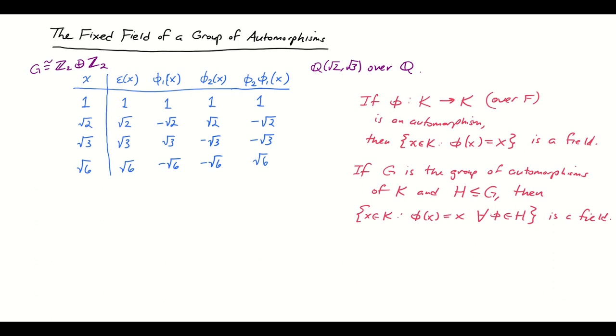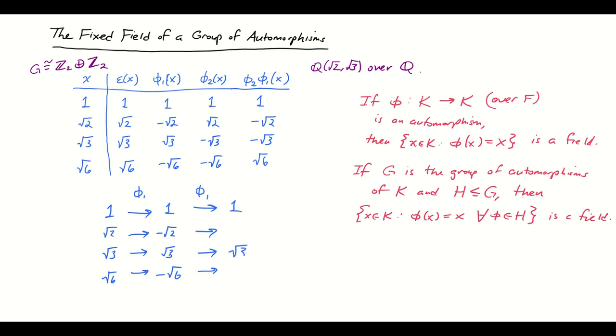Suppose we compose phi 1 with itself. Then what happens to the basis elements? I'm just going to record these down here. So these are my four basis elements. Phi 1 maps these to 1, negative root 2, root 3, and negative root 6 respectively. If I apply phi 1 again, 1 still goes to 1, root 3 still goes to root 3, and then negative root 2 goes to negative the image of root 2. Root 2 goes to negative root 2, so that'll be negative negative root 2, which is just positive root 2. And the same story for negative root 6: after applying phi 1, it will go to positive root 6.